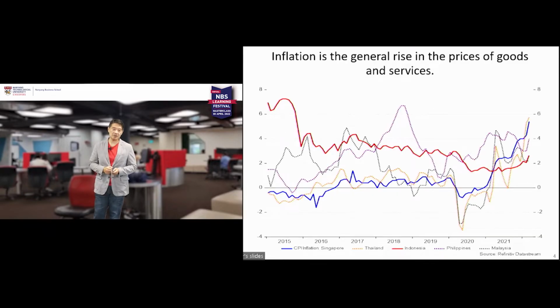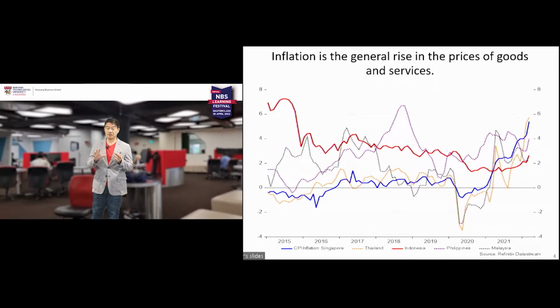Okay, so let me start by showing you, in a graphical way, what inflation looks like today. This is a plot of how inflation looks for countries around our region. So what do I have? I have Singapore, which is the blue line there, and I have Thailand, that dotted orange line. I have Indonesia, which is that red line. I have Philippines, which is that purple line. And last but not least, that black dotted line is Malaysia.